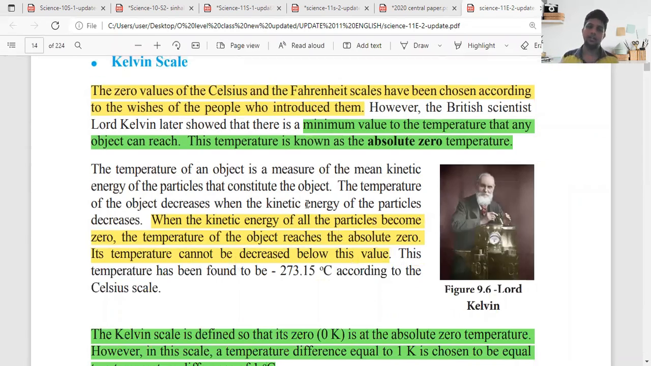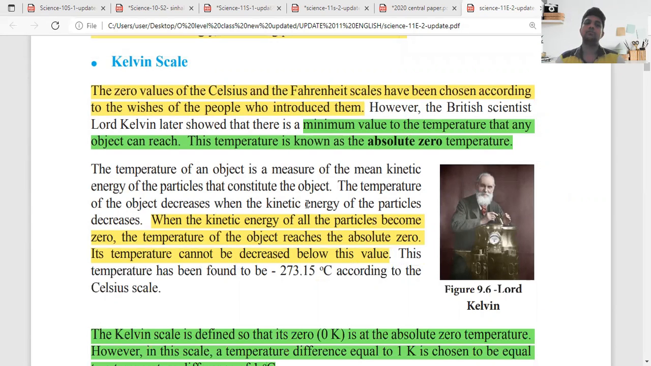Now we are coming to the SI standard unit. Write down that word, Kelvin scale. Third one, number 3, Kelvin scale.